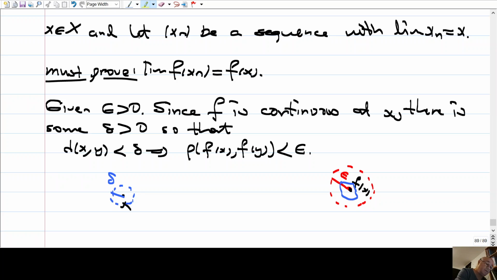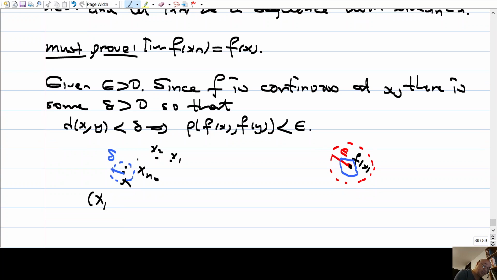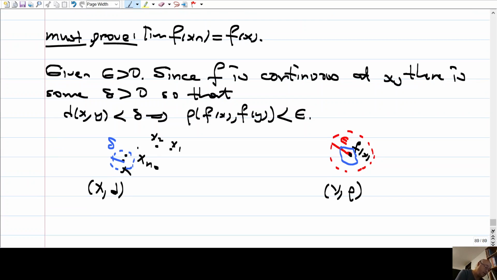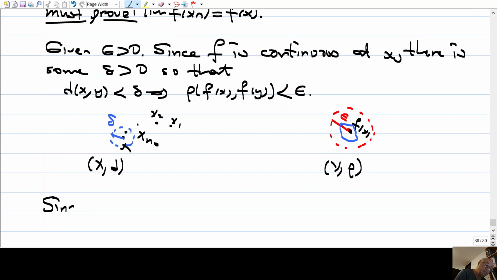But I have the following. My sequence xn is converging to x, right? So x1 might be somewhere here, x2, x3, and so on. But I know that since the limit is x, after some index, the sequence falls into this ball. Therefore, its image will fall in the epsilon ball. This is the picture in the X metric space, and this is the picture in the Y metric space. So let me write that down.